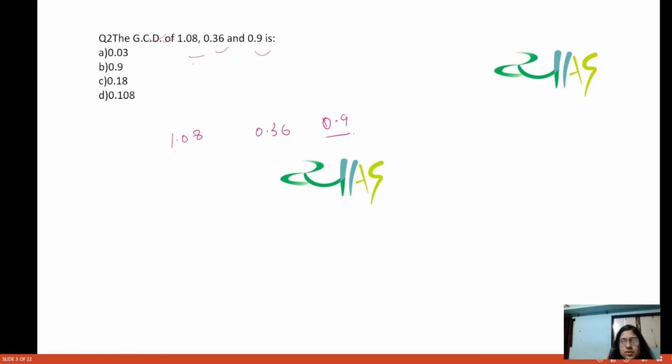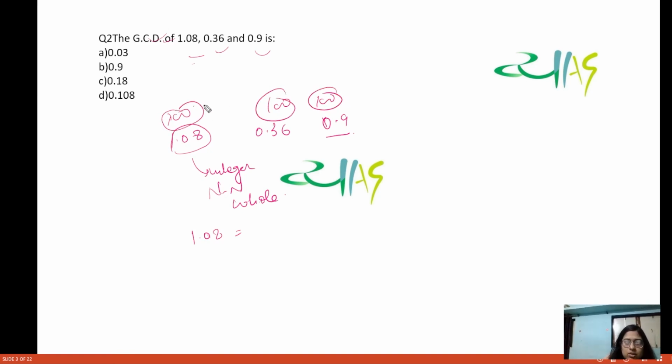So do one thing. First of all, convert them into integers, natural numbers or whole numbers, whatever you are going to get. So I'll multiply all these three numbers by 100. So this becomes 108, 36 and 90. Now find the difference between these. 90 minus 36 is 54, and here you have 72.